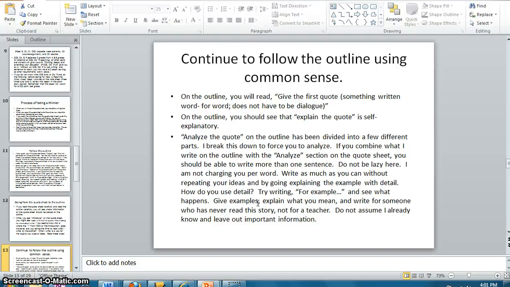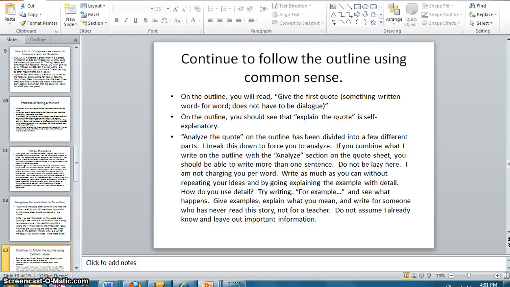So in the outline, you should see where it says explain the quote. Well, that comes from your quote sheet where it says explain the quote, analyze the quote, E and A, explain, analyze, from idea. Analyze the quote in the outline has been divided into a few different parts. I break this down to force you to analyze. So if you combine what I write in the outline with the analyze section on the quote sheet, you should be able to write more than one sentence. What hints I give you in the quote sheet? What hints I give you in the outline? Put it together. You should have a good paper.